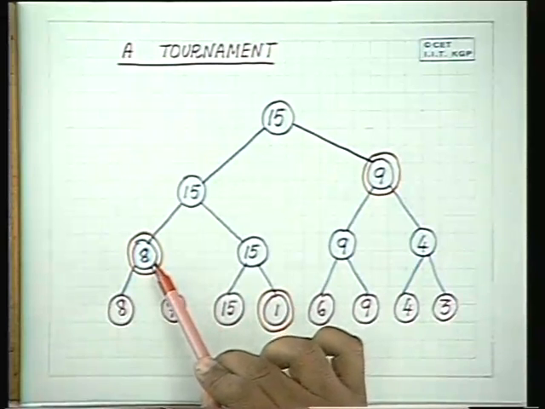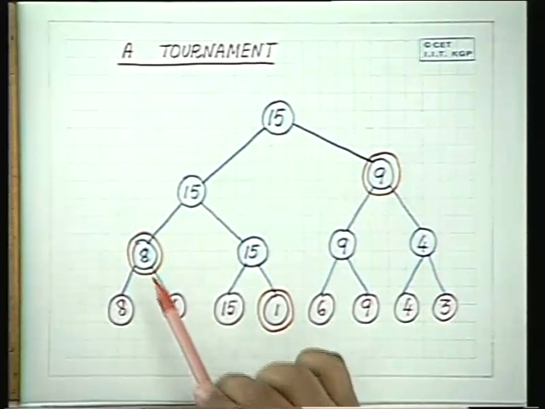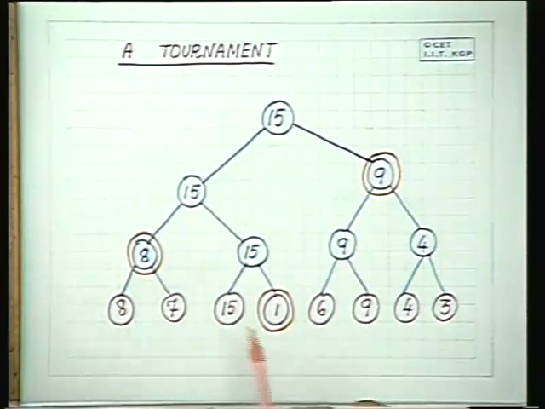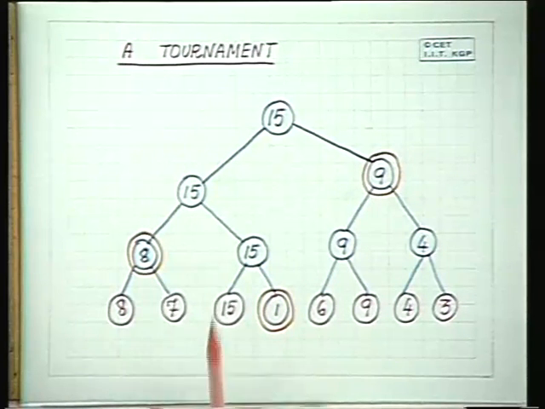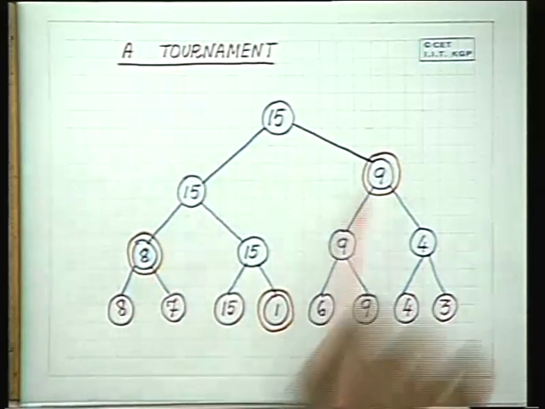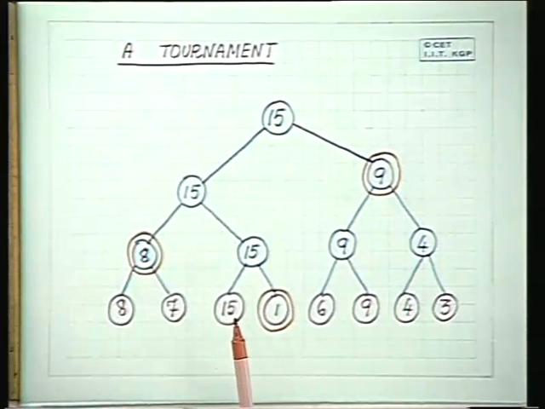That is, you have to compare among the losers, those who lost to the largest in the tournament, and among them you find out the maximum. You will get the second largest element. For example, here between 1, 8 and 9, if you find out the maximum, you will find the second largest element. The rest are unnecessary to compare.